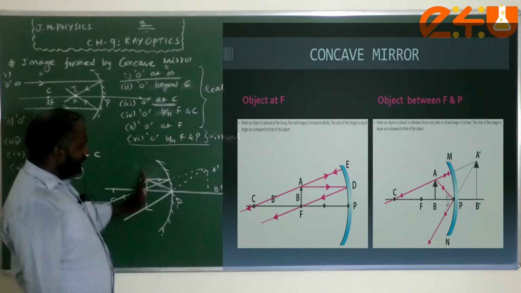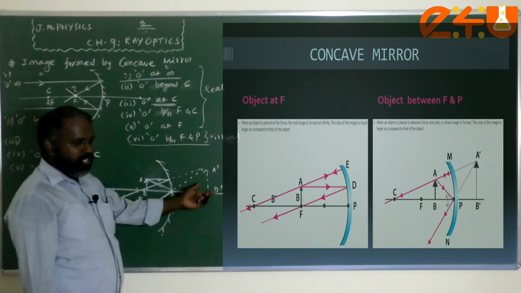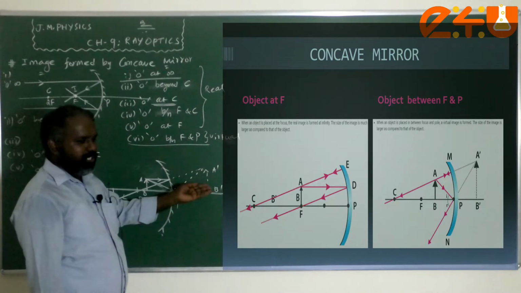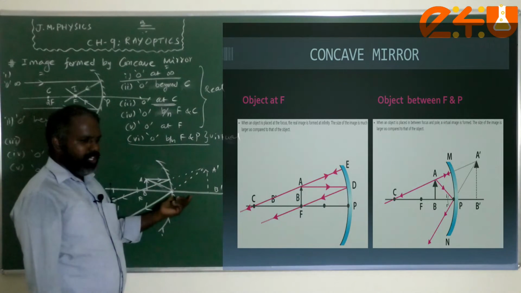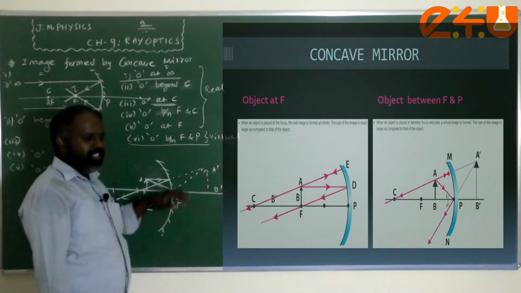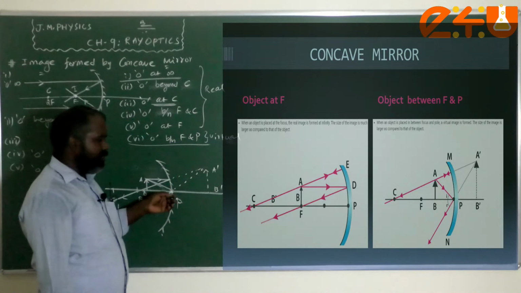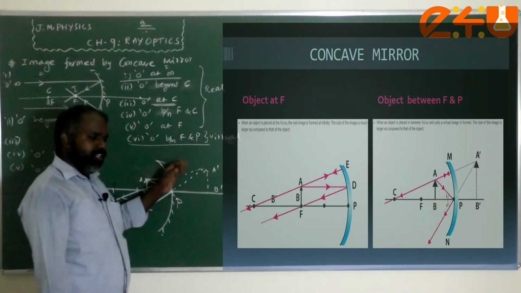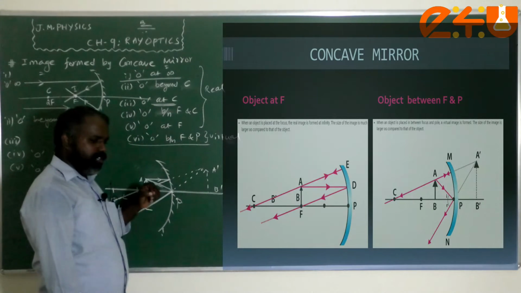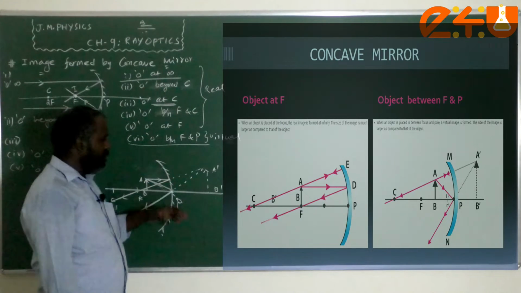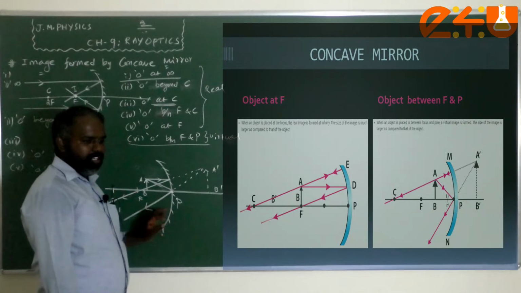So the object is erect, vertically upward, and the image is also vertically upward. That's why it is called an erect image. An erect image is obviously a virtual image. This position of the object is used by dentists as a magnifying glass. A magnifying glass is normally a lens, but here doctors may use the concave mirror at this position of the object to see the enlarged image of the teeth.